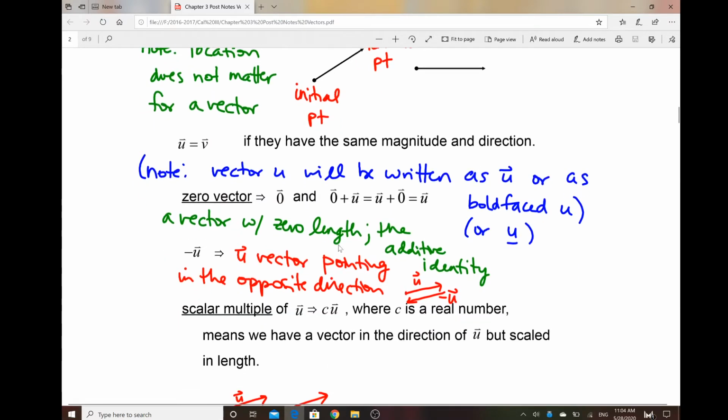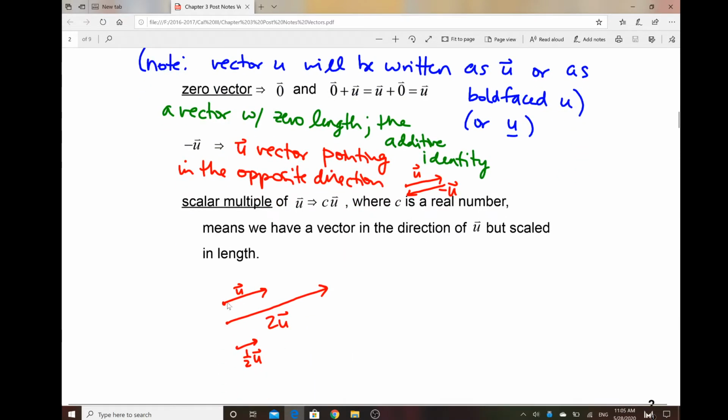So it is a vector with zero length and the additive identity. Negative vector u is the vector pointing in the opposite direction. So one is going this way, the other one is going back in the opposite direction. Now, scalar multiples of vector u. Let's say a constant c times a vector u, where c is a real number. It means that we have a vector in the direction of vector u, but scaled in length.